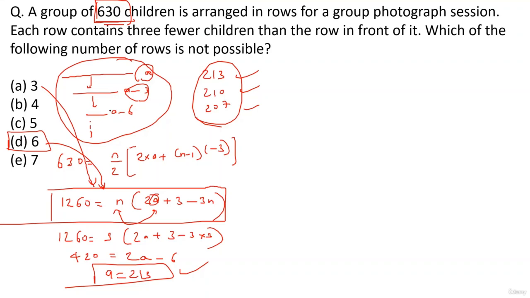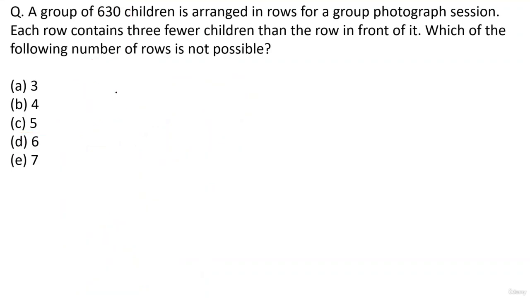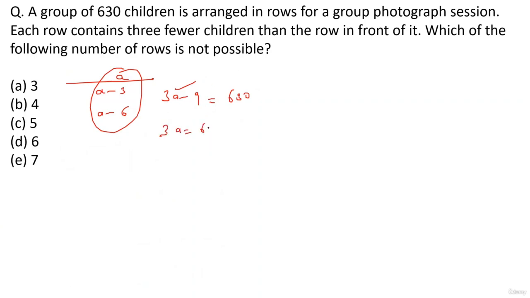Okay, this is one very lengthy way to solve the question. I'll tell you guys a much quicker way. As I started initially, suppose the first row has a number of children. The second row will have a minus 3. The third row will have a minus 6. 3 less each time, right? This in total is how much? 3a minus 9. Now this should be equal to 630 and a should be an integer. So this is a much quicker way, right? So 3a is 639. That gives you a as 213. It means 3 rows is possible, right?